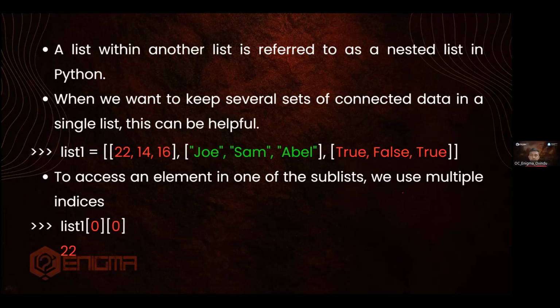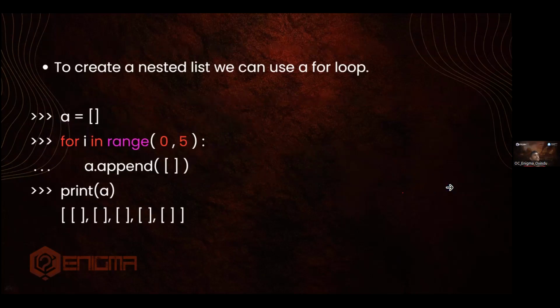Let me type, for everyone's awareness, the code that is necessary to access Sam from list 1. You can see, to create a nested list, we can use a for loop, and you can see how this list has been created. Does anyone know what this range function does? Can someone mention in the chat what the range function does?